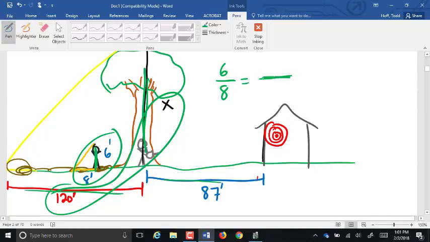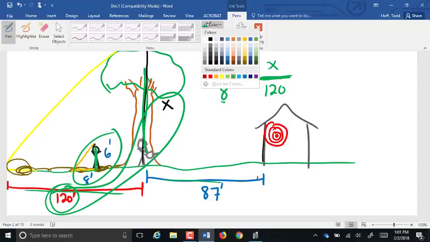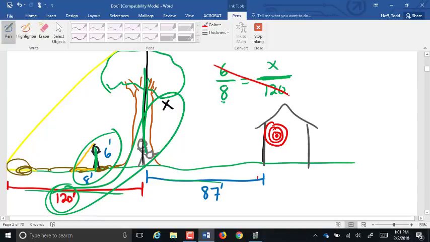Is that going to go on top or bottom over here? The bottom, the 120, that describes the shadow. The 8 describes Jasper's shadow. So the X will describe the actual height of the tree. The 6 was the actual height of Jasper. So we will cross multiply and divide. 6 times 120 divided by 8 is 90 feet.